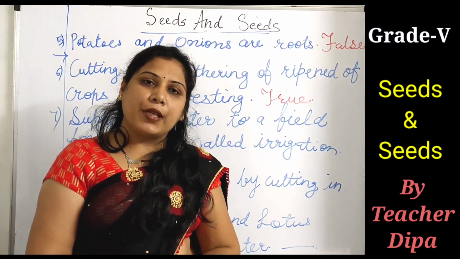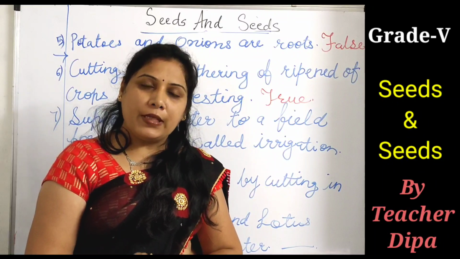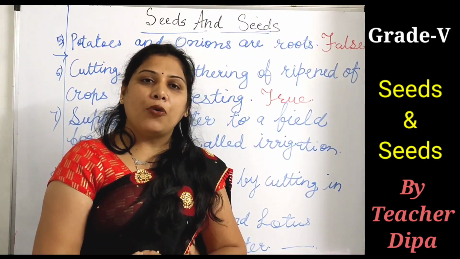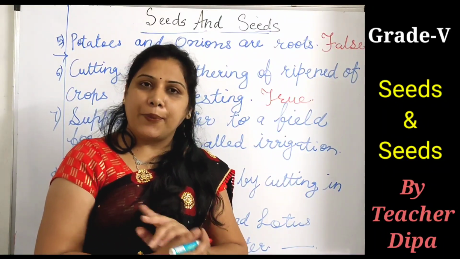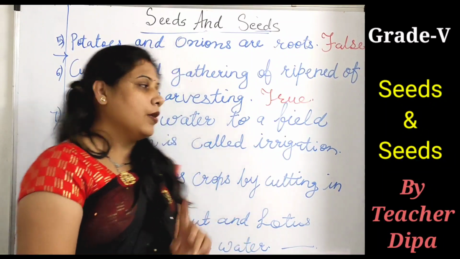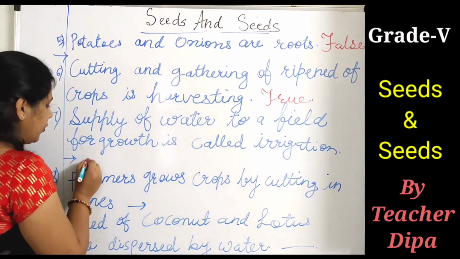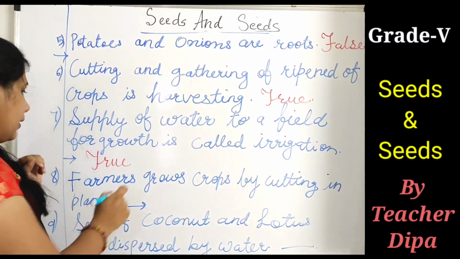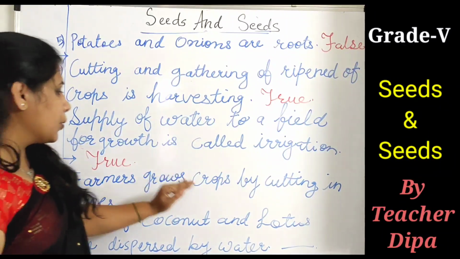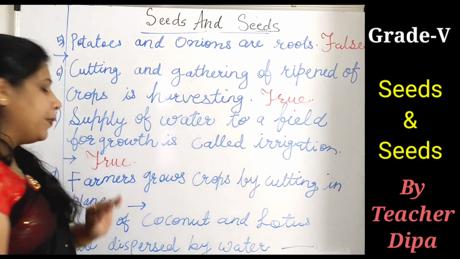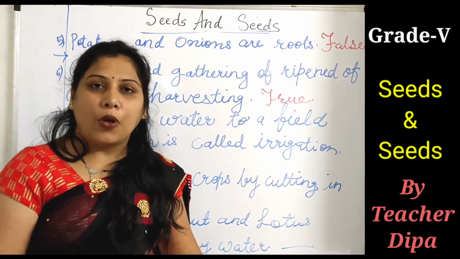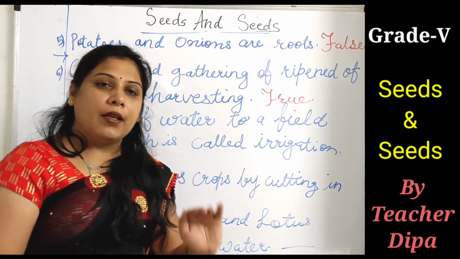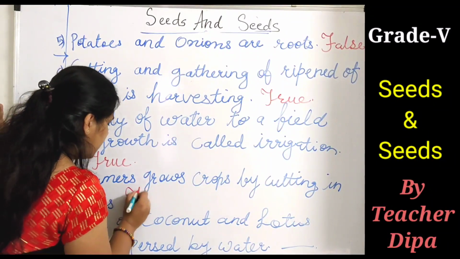The next is, supply of water to a field for growth is called irrigation. There is one process in which farmers have to give enough water to the plants, and that process is called irrigation. So this statement is also correct. So we can write true over here. Next, farmers grow crops by cutting in plains. No, farmers cannot grow plants by cutting in a plain. So this statement is false.